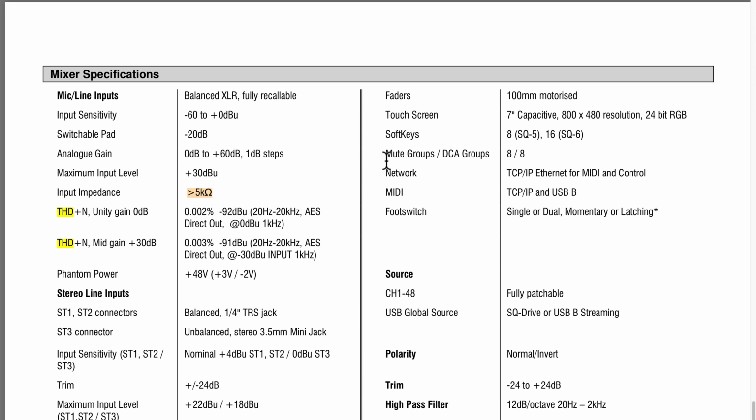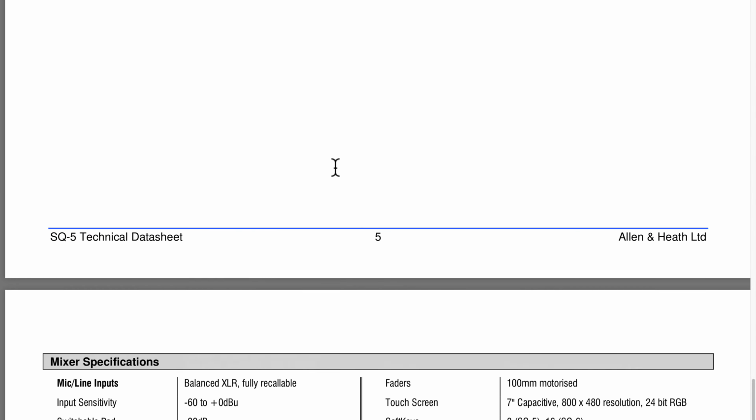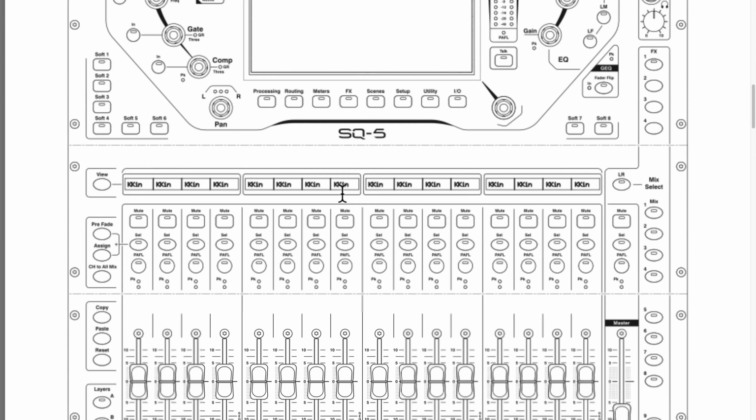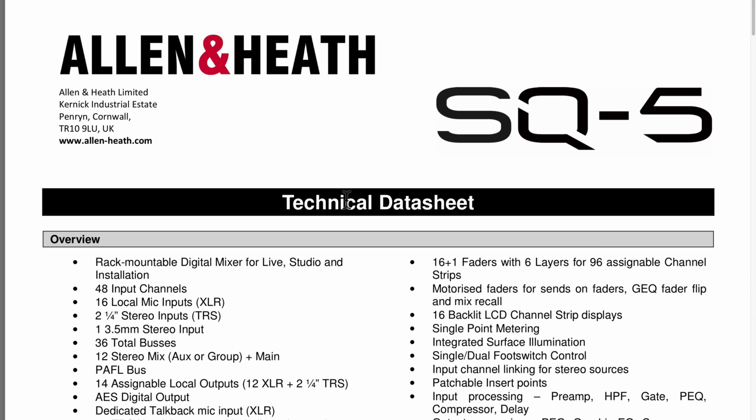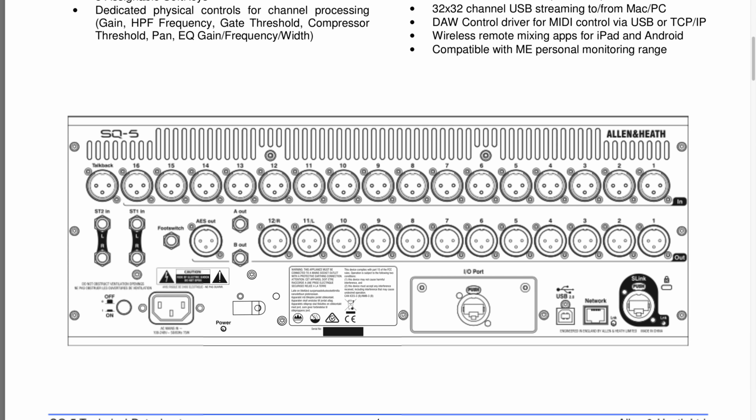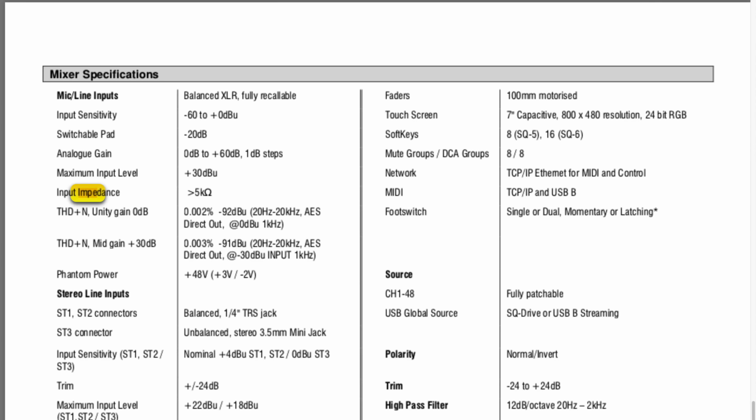Here is the specifications on one of Allen and Heath's digital mixers, namely the SQ5, which is their newest generation digital mixer. By digital mixer, I'm not. It actually has analog inputs, of course, but it's more complicated than that. And actually, we're going to take a closer look at this one. I have one of these on the way here. This has an input impedance on its microphone inputs of greater than 5,000 ohms. That one should be able to handle most microphones.